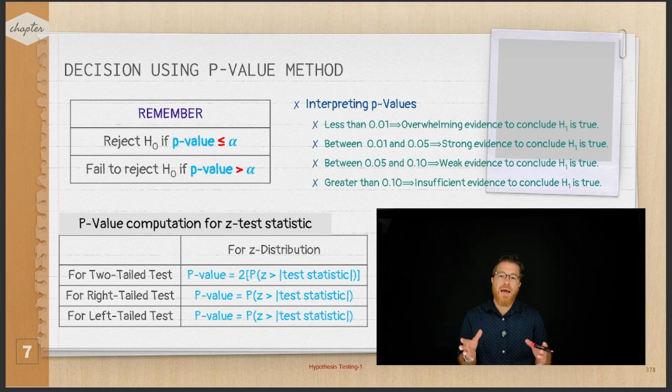Next, we're going to look at how do we actually find these p-values using both standard normal and student's t-distribution. But before we do that, let's talk a little bit about what our p-value actually means when we find our value. So if you get a p-value that is less than 0.01, this would be considered overwhelming evidence to reject your null hypothesis. If you get a p-value that's between 0.01 and 0.05, this indicates you have strong evidence to reject your null hypothesis. If we have a p-value between 0.05 and 0.1, this gives us some or weak evidence to reject the null hypothesis. And anything greater than 0.10 is generally considered that we don't have enough evidence to reject the null hypothesis.